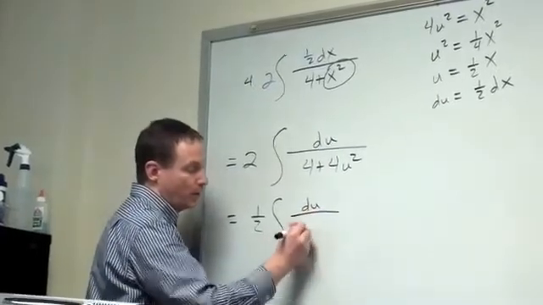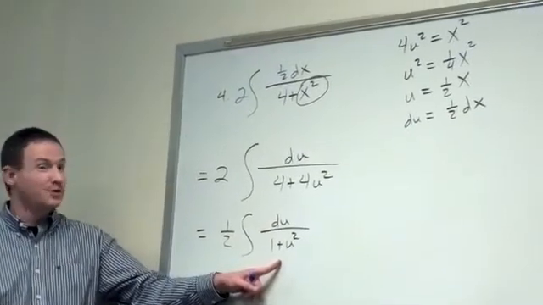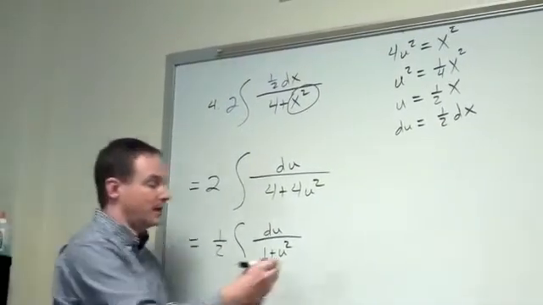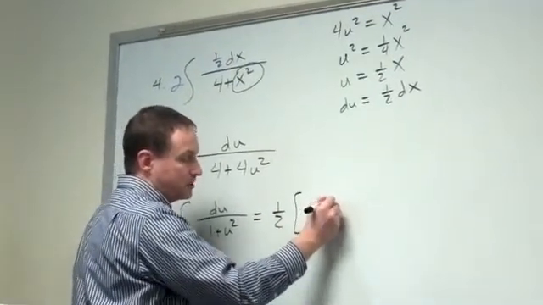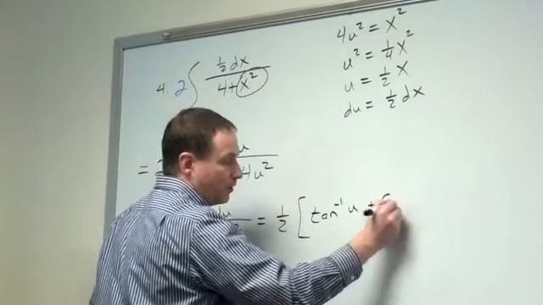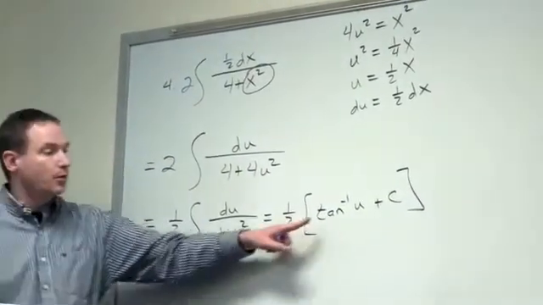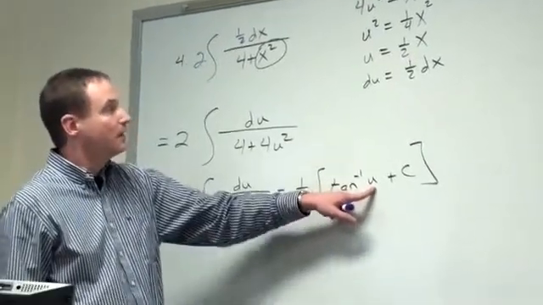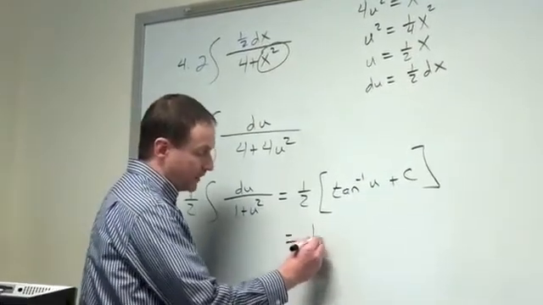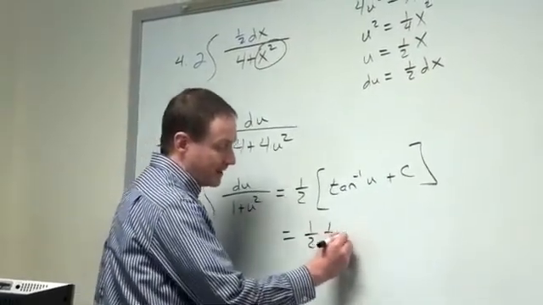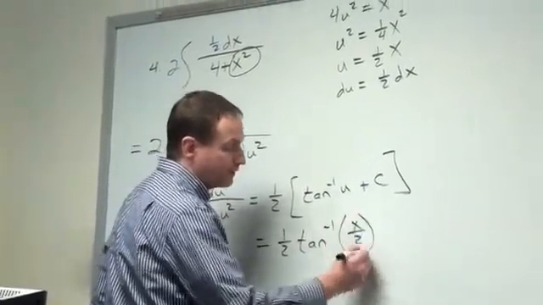Now this is just your inverse tangent function directly. So you could say your answer is going to be 1/2 the inverse tangent of u plus c. Okay. Then you can say, well, you want your final answer to be in terms of x. We know u is 1/2 x, so my final answer, 1/2 inverse tangent of 1/2 x, or I think I'd prefer to say x over 2, plus the constant of integration.